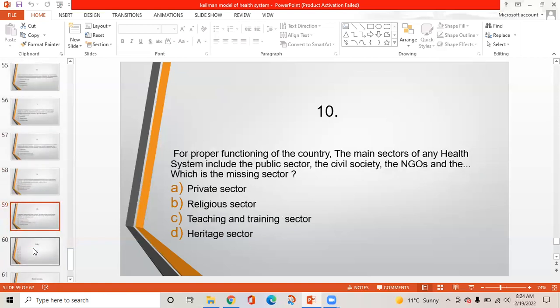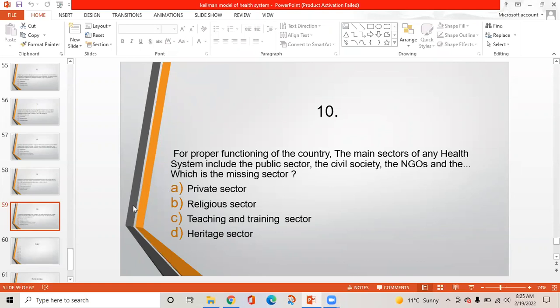Now, last MCQ. For proper functioning of the country, the main sectors of health system include the public sector, the civil society, the NGOs, and which of the following factor is missing? Option A is private sector. Option B is religious sector. Option C, teaching and training sector. And option D, heritage sector.